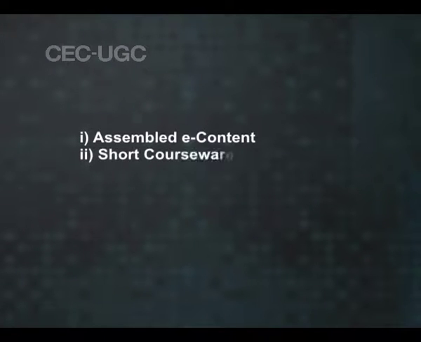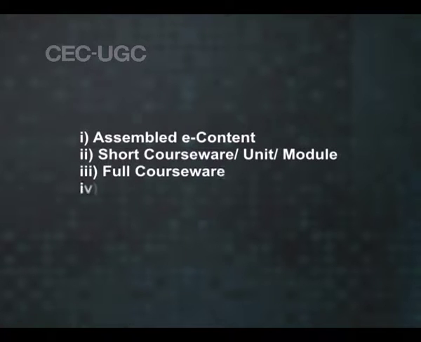Generally, e-content development is classified as follows. First, assembled e-content. Second, short courseware, unit or module. Third, full courseware. Fourth, short learning objects. Those can be represented in the form of e-learning modules and short learning objects.